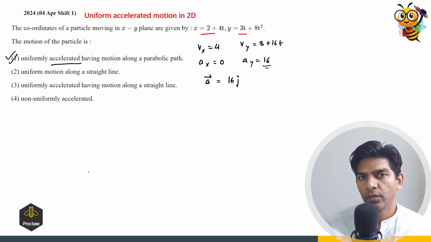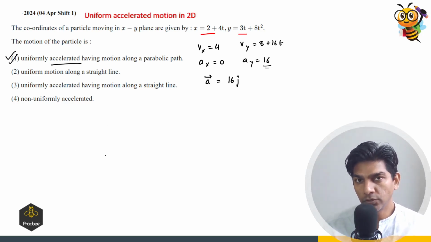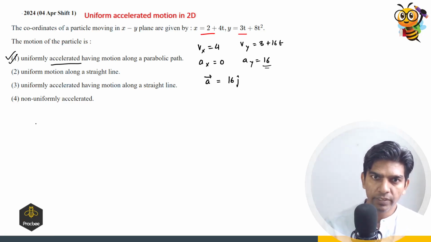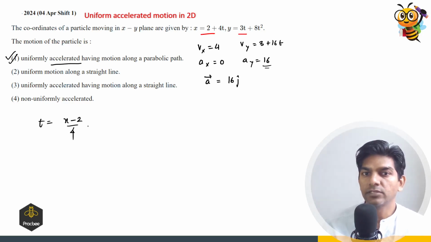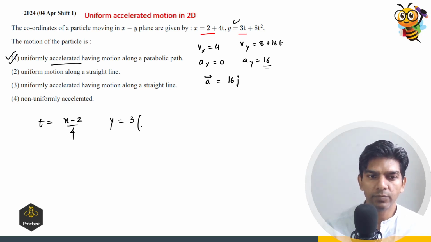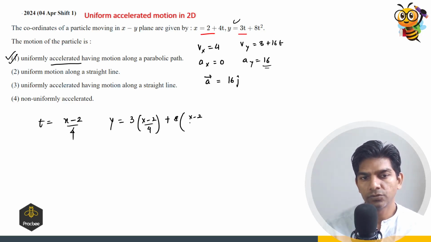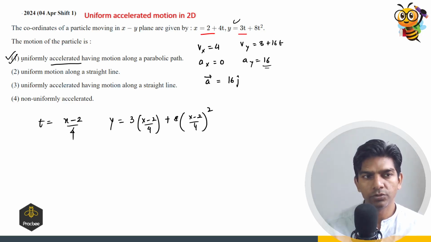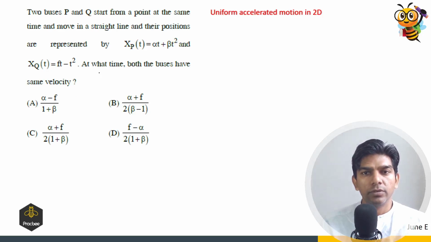Or if you want to prove it another way, you can also find the equation of trajectory. And how can we do that? We can eliminate time. So we can write t as x minus 2 by 4. We can substitute this in the second equation, which is y equals 3 times x minus 2 by 4 plus 8 times x minus 2 by 4 square. Now if you simplify this, it is a parabolic function. So option 1 is the right answer. So let us see the next question.